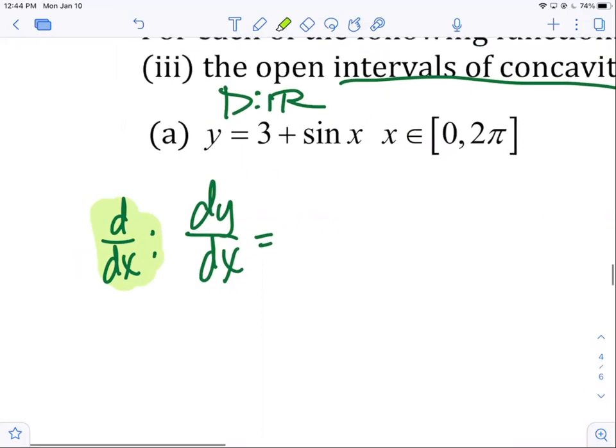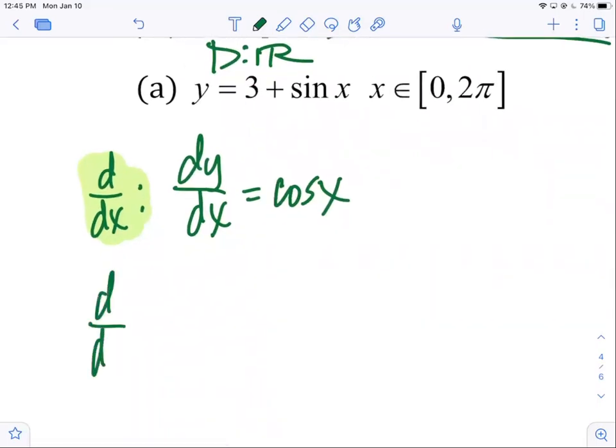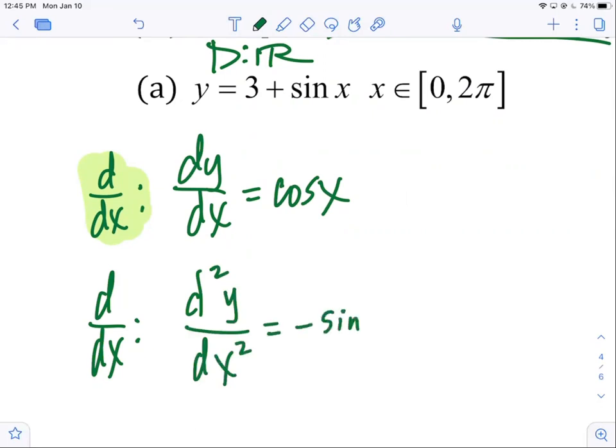All right. So the derivative of 3 is 0. The derivative of sine of x is cosine of x. All right, there's the first derivative. Now let's take the derivative again. Again, you don't have to put d dx because it's explicitly solved. Remember, the second derivative is d squared y over dx squared. And what's the derivative of cosine? Negative sine. Okay. So now I have my second derivative.